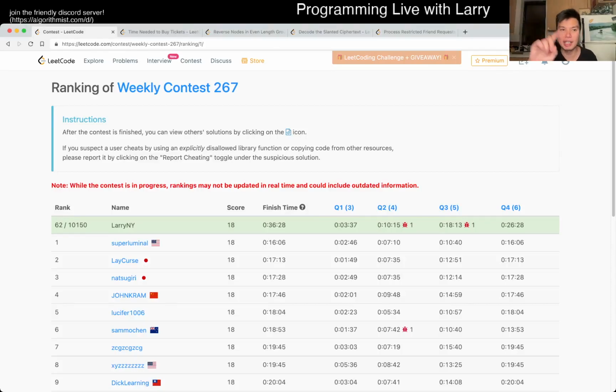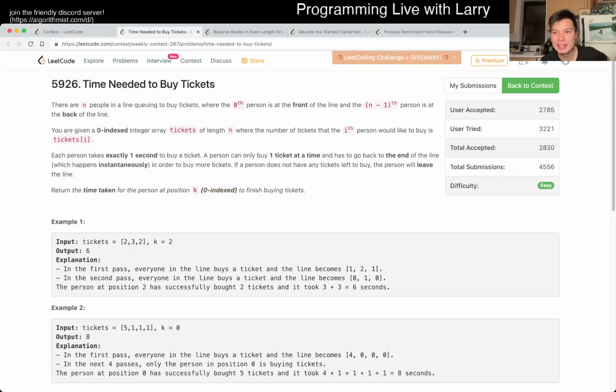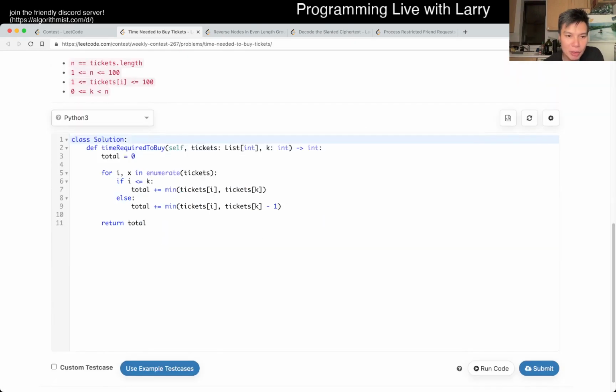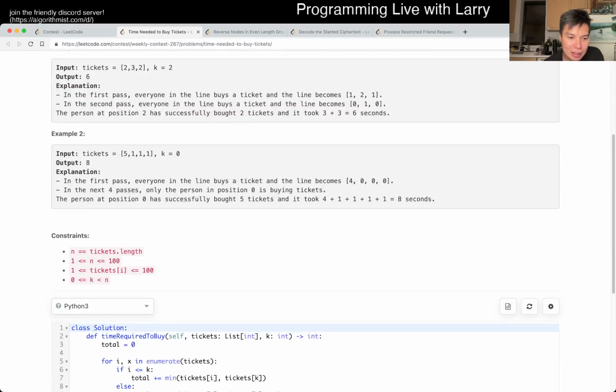This is me going with Q1 of the weekly contest 267, time needed to buy tickets. So this one you can do in a couple of ways. You can do it by simulation, noting that each person only buys at most 100 tickets and there are only 100 people. So at worst, it's going to take 10,000 iterations or whatever. And if you do it all at one time, then it should be okay using a deque or something.